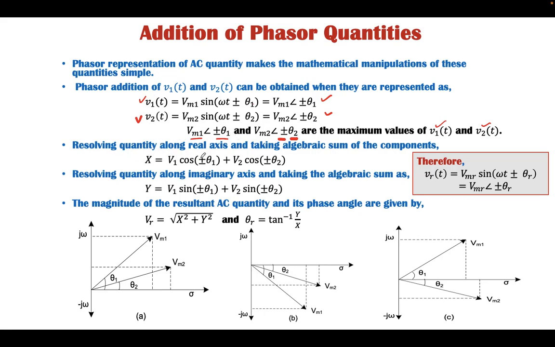Here we can resolve these two components by having an angle theta. Then x will be along the x-axis, it will be V1 cos of plus minus theta 1 plus V2 cos of plus minus theta 2 in a phasor. Similarly, along the y-axis we can resolve these two components as V1 sine of plus minus theta 1 plus V2 sine of plus minus theta 2.